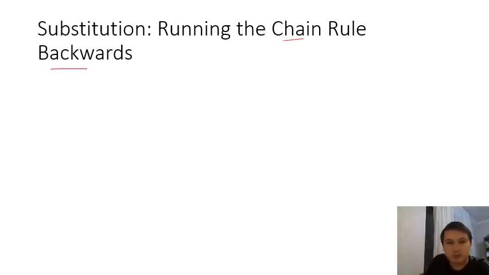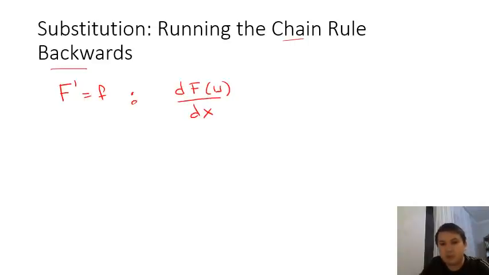Well, what was the chain rule? Let's say that my capital F prime is equal to little f, right? So capital F is the antiderivative. Then, if you differentiate capital F, let's say that I have capital F of u, right? So u is a function of x. If I differentiate capital F with respect to x, the chain rule tells me that this is f of u times u prime, du dx, right?